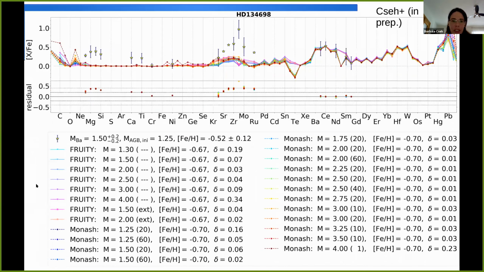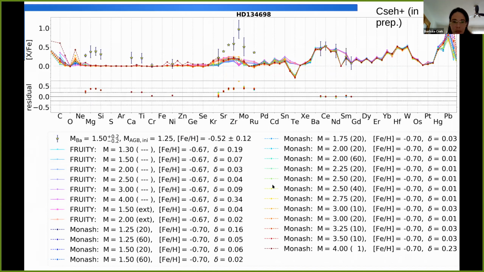The next star shows the same models from FRUITY and Monash, but in this case, the agreement is not really good. It's a pretty low AGB mass. And with this model, we cannot fit the first s-process peak. So we are again normalizing the models to the cerium over iron.